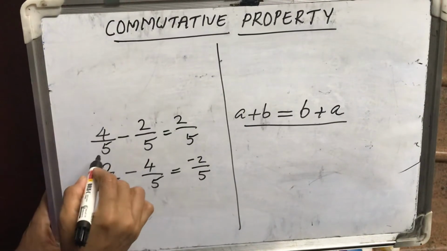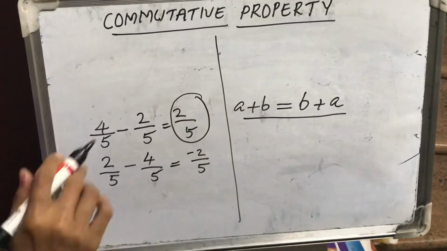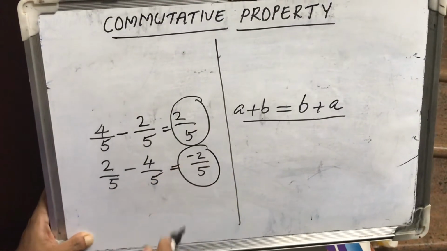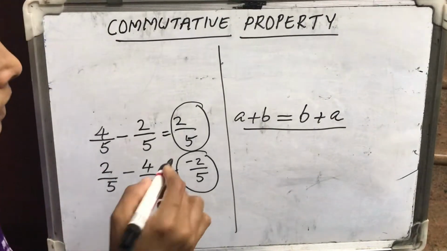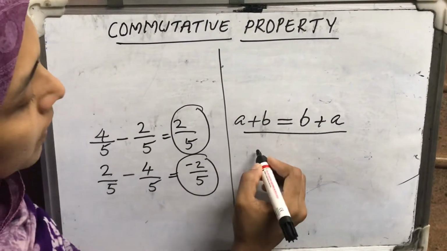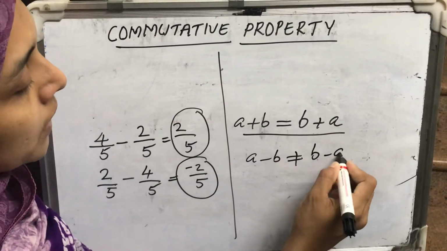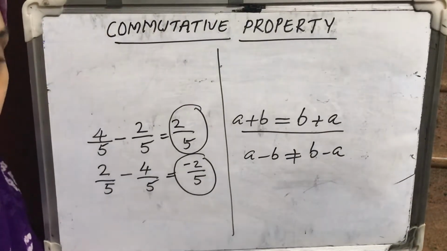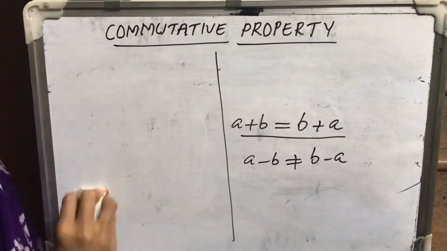That means first we got the answer as 2 by 5. Then when we change the order of the rational numbers, we get another answer. So what we can say is, in the case of rational numbers, it is not commutative under subtraction. That means A minus B is not equal to B minus A. Okay. Then what will be in the case of multiplication? Can you imagine? Whether the commutative property will hold or not in the multiplication case.